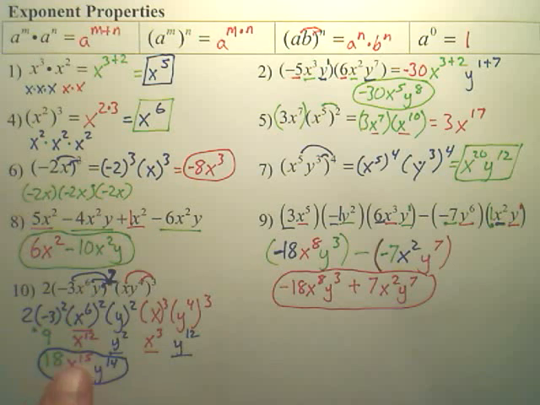There's my answer. So you first distributed the powers, then you combined all the like pieces, meaning you multiplied the numbers, multiplied the x's, multiplied the y's, and that would be your answer.